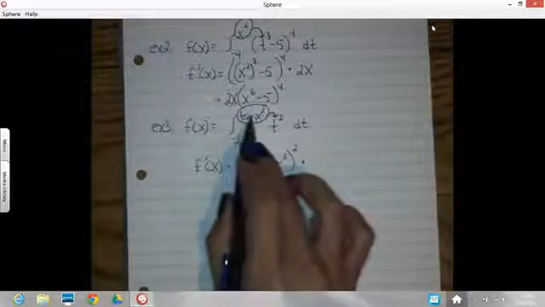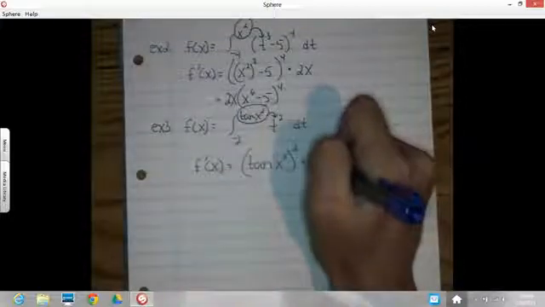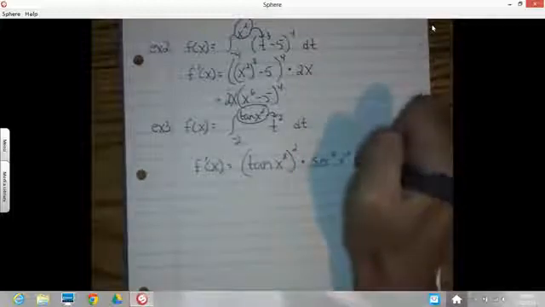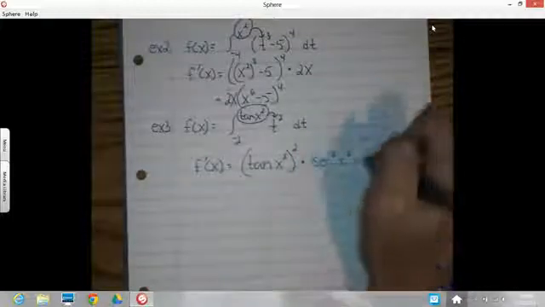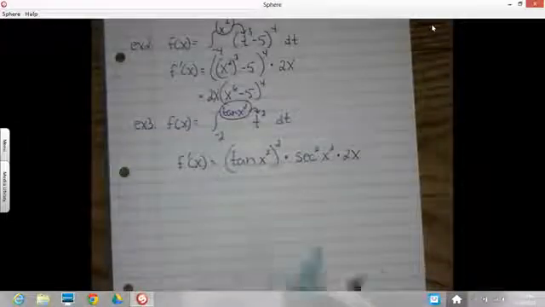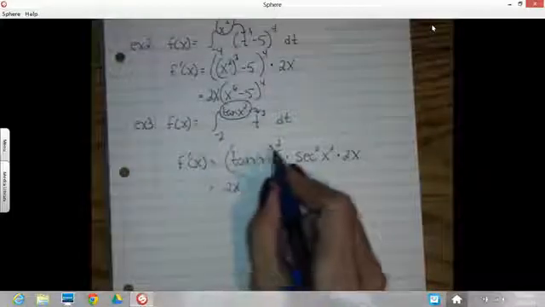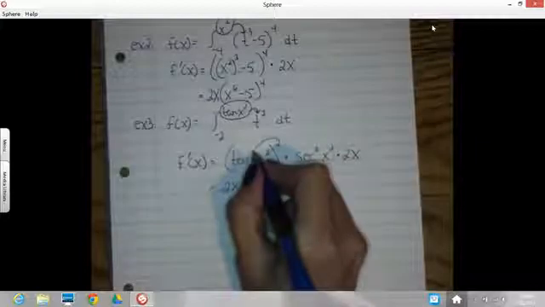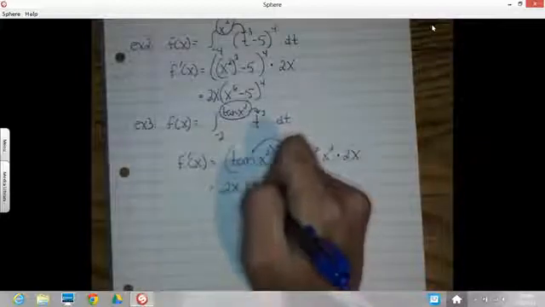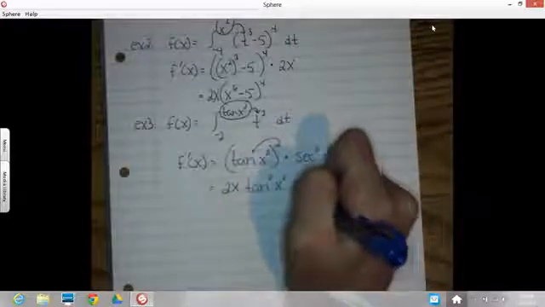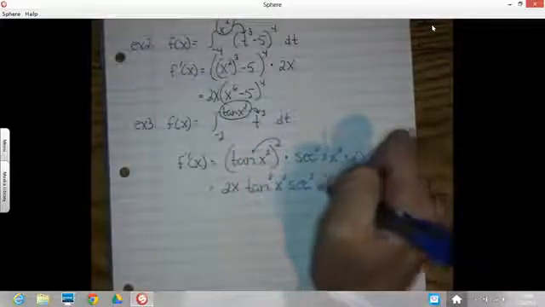Derivative of tangent is secant squared of the angle x squared times the derivative of the angle, 2x. So, nothing much I can do here other than pull the 2x to the front. So 2x, if I wanted to eliminate parentheses, I would put my squared right here. So that would be tangent squared of x squared, secant squared of x squared. Lots of squares in that one.